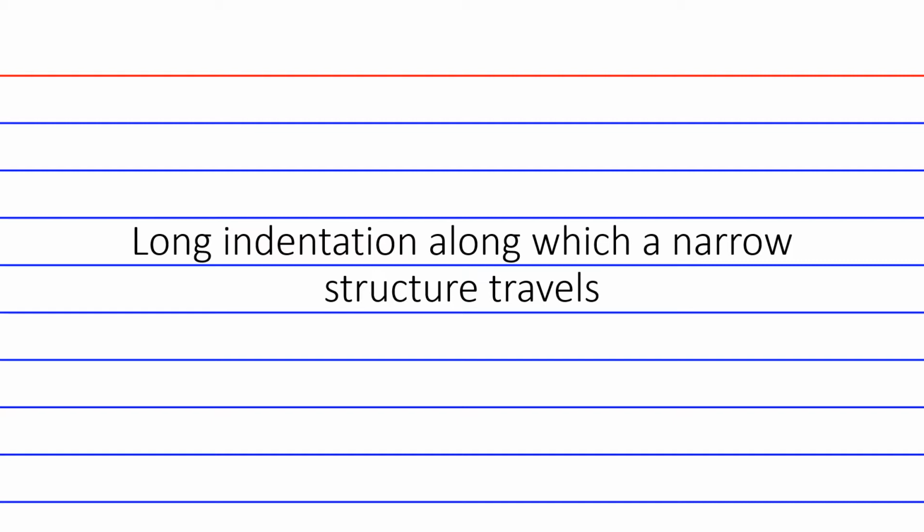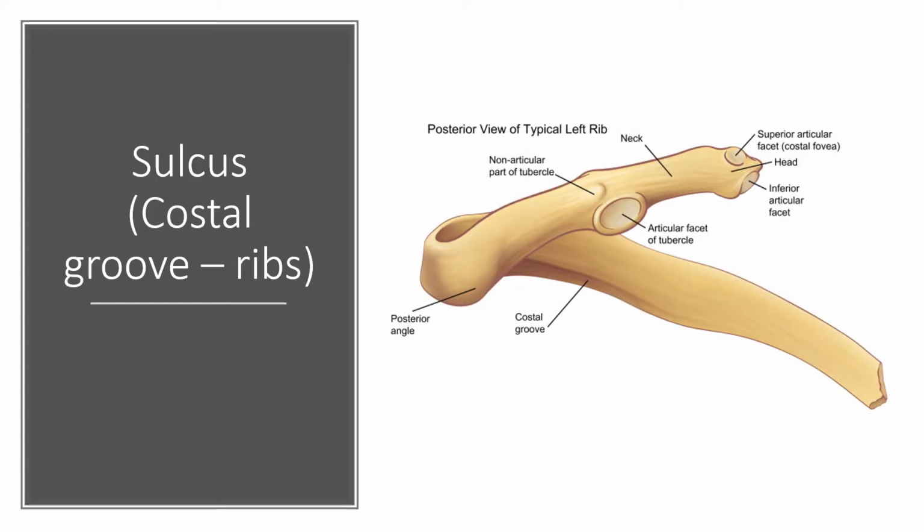This is a long indentation along which a narrow structure travels. The answer is a sulcus, a good example being the costal groove of the ribs.